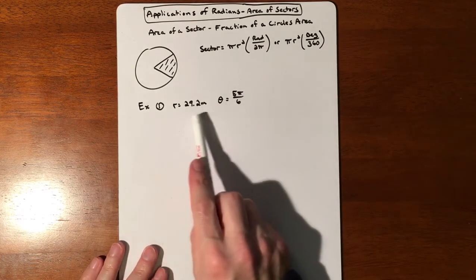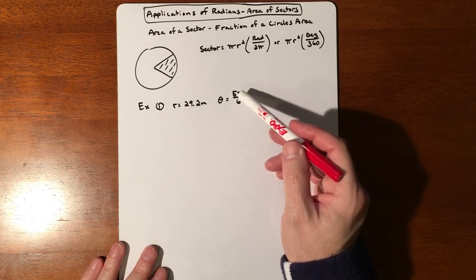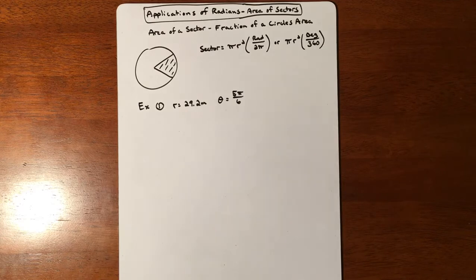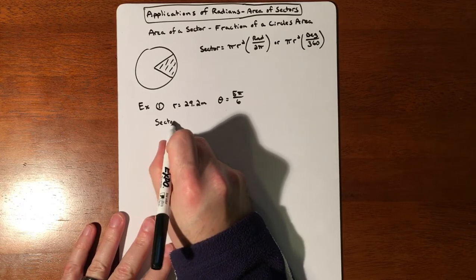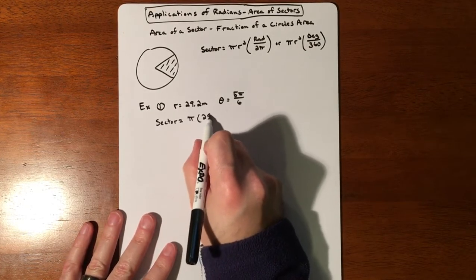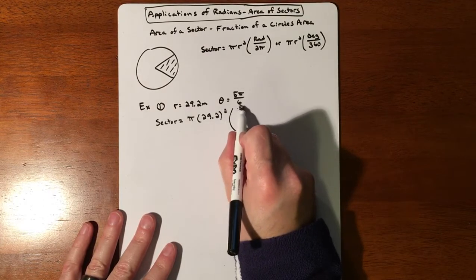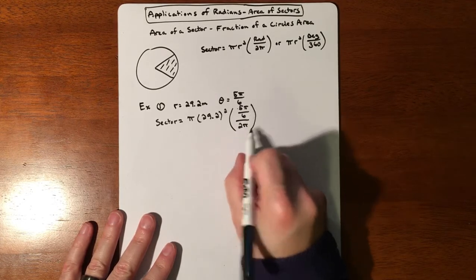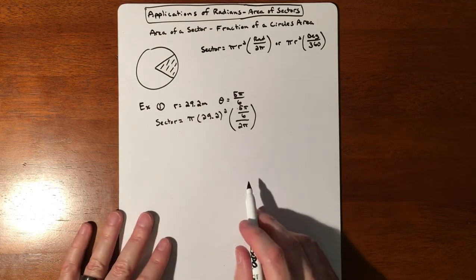So if we're doing this one, we're talking about 5 pi over 6, which is just going to be some fraction of our area, and we're going to use the radius to figure that out. So our sector is going to equal pi times 29.2 squared times our fraction, 5 pi over 6 out of 2 pi. And we're literally just going to plug it into the calculator.